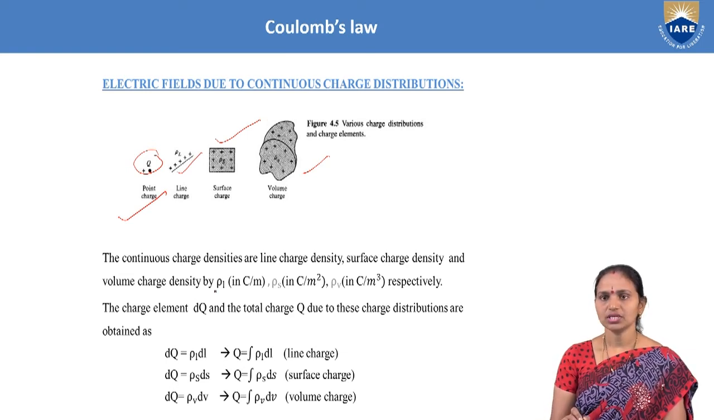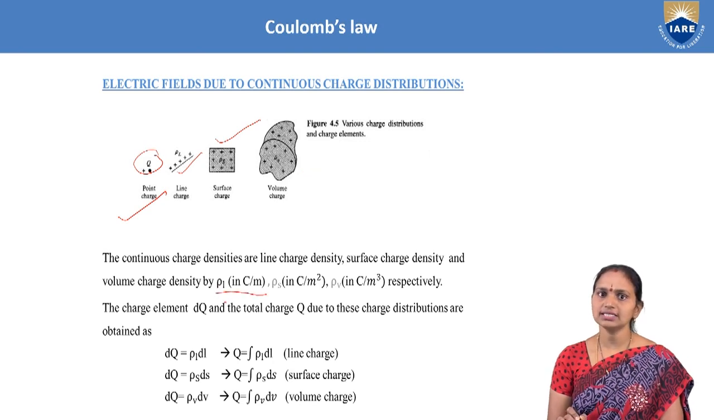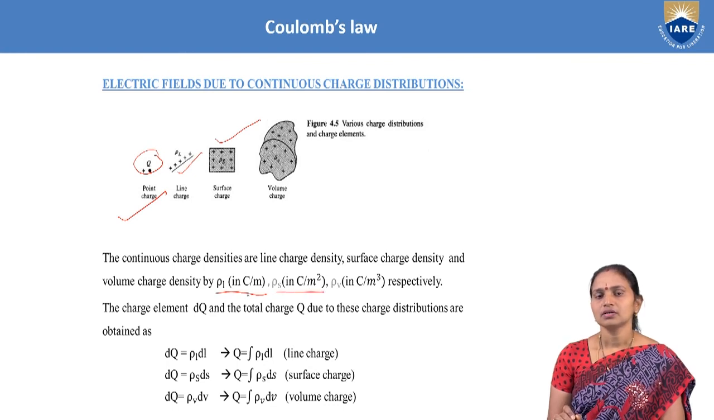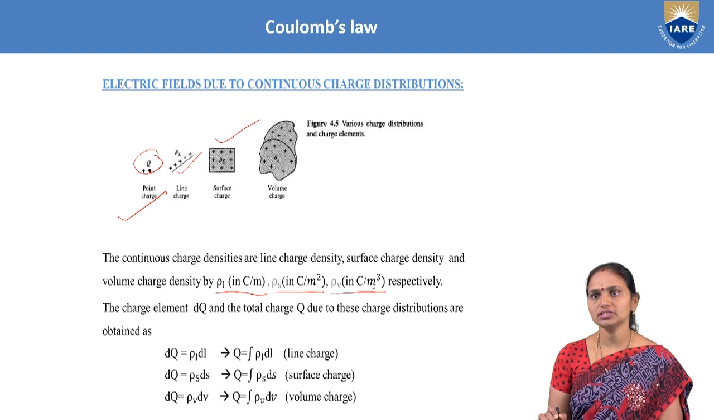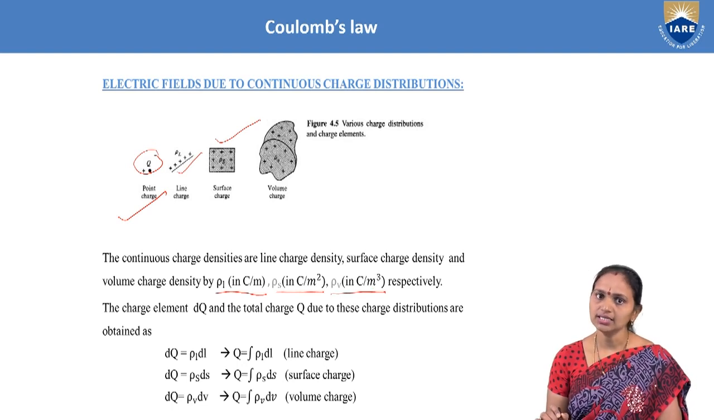And those charges we can represent with the symbols rho L. If it is the line charge case, that is rho suffix L, the charge density along a line, and units are coulombs per meter. Similarly, if it is a surface charge, it is charge per unit surface area, units are coulombs per meter square. Similarly, rho V means volume charge density, that is obtained by taking charge per unit volume. So units here are coulomb per meter cube.